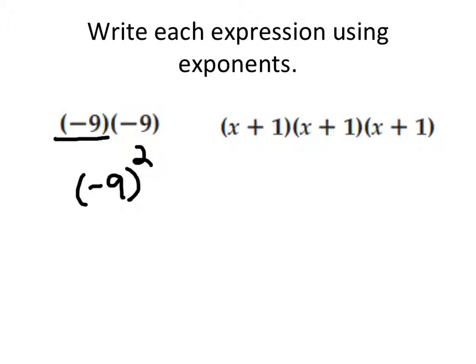Alright, so let's be careful here on the next one. We have the quantity of x plus 1 times the quantity of x plus 1 times the quantity of x plus 1. Now let's find out what our base is. Our base is the one that is repeating. Once again, we must include everything that's repeating, so the parentheses come along with us.